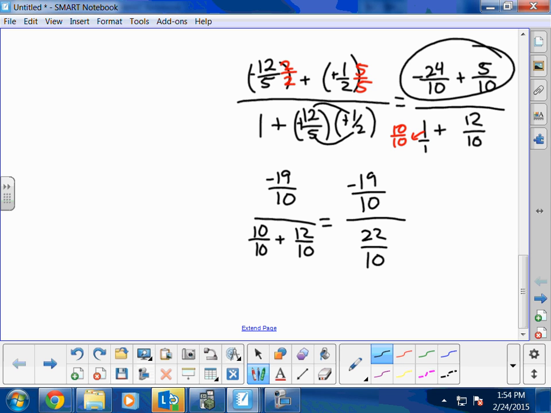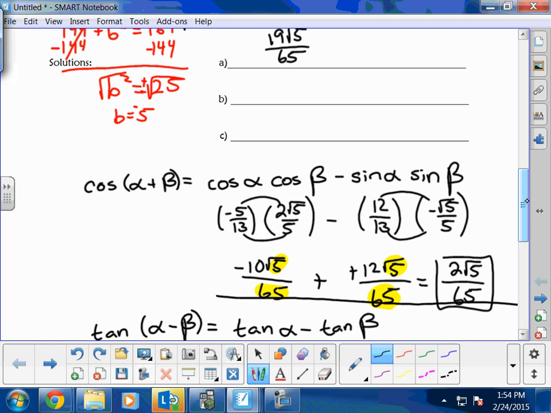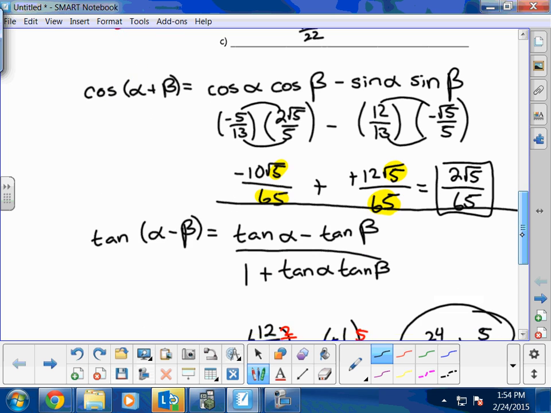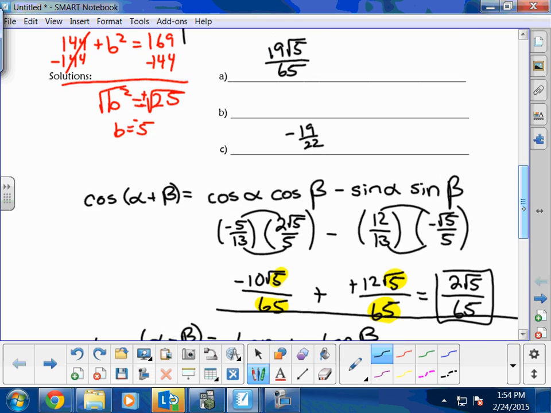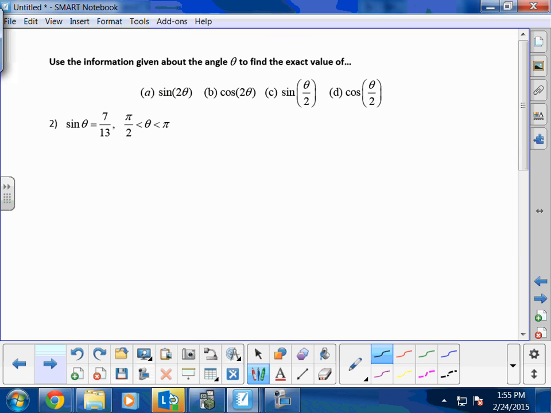Now, from here, I'm going to multiply the numerator by the reciprocal of the denominator, because that's what happens. And these cancel out, and I'm left with negative 19 over 22 as the answer. So because of that, this is negative 19 over 22. And my B, which I had here, was 2 square root of 5 over 65. So there we go, we solved problem 1 of the review. Let's go ahead and continue, and now look at the next problem. Next problem, next page. Okay, here we go.